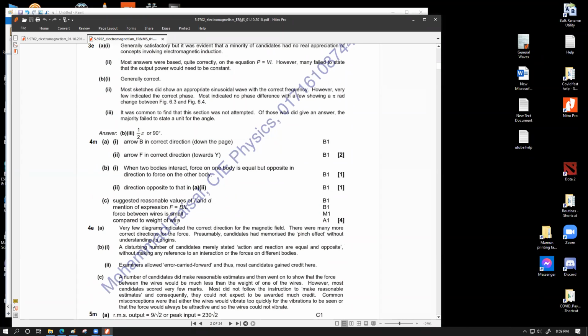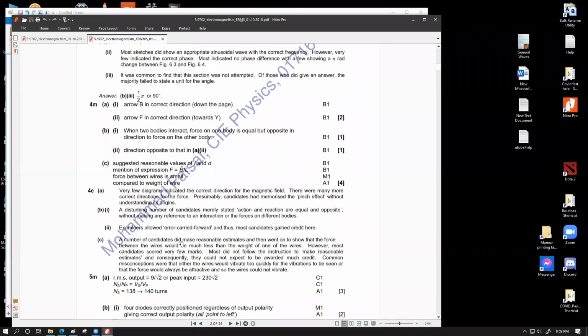So learn this now. In the examination report, you can see that a number of candidates did make reasonable estimates and then wanted to show that the force between the wires would be much less than the weight of one of the wires. However, most candidates scored very few marks. Most did not follow the instruction to make reasonable estimates, and consequently they could not expect to be awarded much credit. Common misconceptions were that either the wires would vibrate too quickly for the vibrations to be seen, or the force would always be attractive so the wires could not vibrate. That's basically not the correct thing. So these are all the potential wrong answers. These are the correct response. I think that's pretty clear within itself.